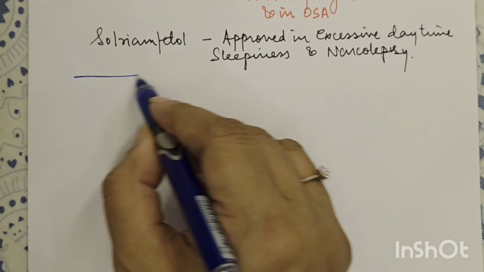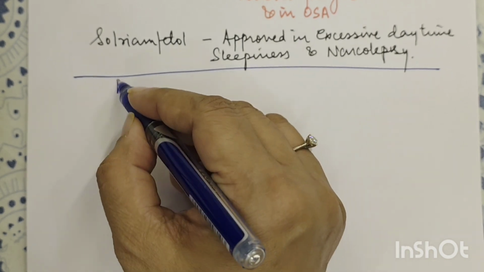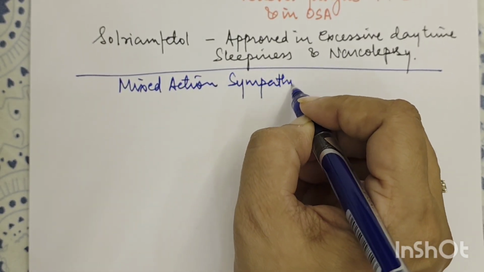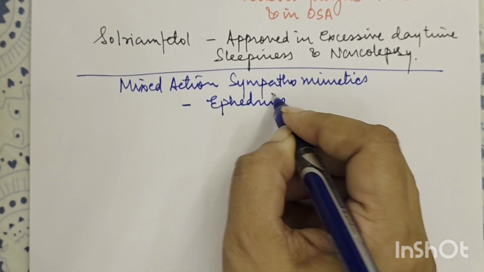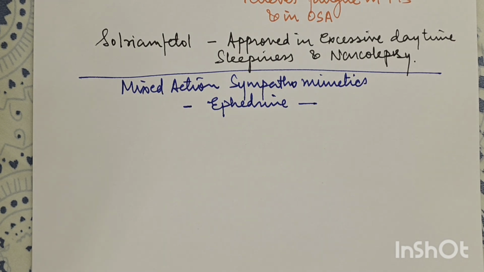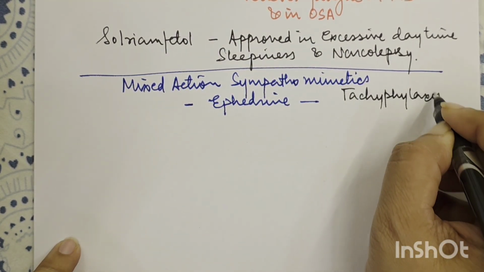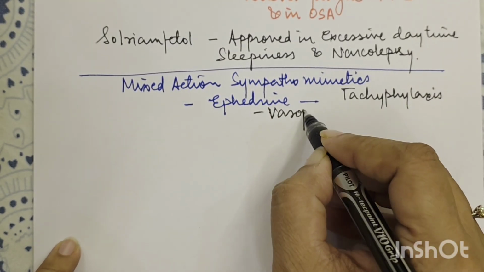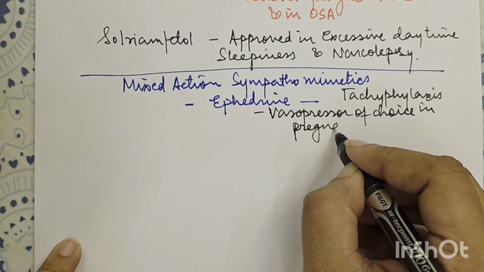Now we come to, one thing was left out, that is mixed action sympathomimetics. Now in mixed action sympathomimetics, the drug that we have to discuss is ephedrine. Oh, I think by mistake in tyramine I have said tachyphylaxis. No, in ephedrine it causes tachyphylaxis. In tyramine it does not happen, in tyramine cheese reaction happens. Ephedrine causes basically release of noradrenaline, and secondly it is a vasopressor. Ephedrine is vasopressor of choice in pregnancy. Okay, so remember this.